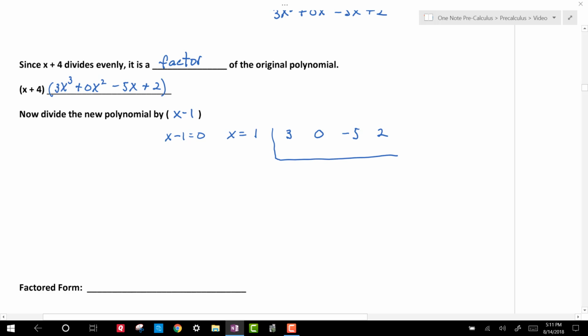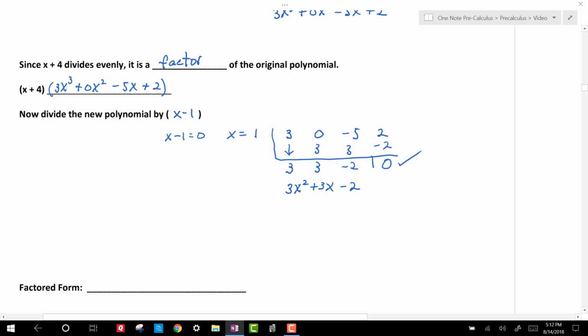So drop down the first coefficient. 3 times 1 is 3. Add down the column, you get 3. 3 times 1 is 3. Add down the column, you get negative 2. Negative 2 times 1 is negative 2. 0 remainder. Perfect. That's what we want. So what I have left now is 3x squared plus 3x minus 2.